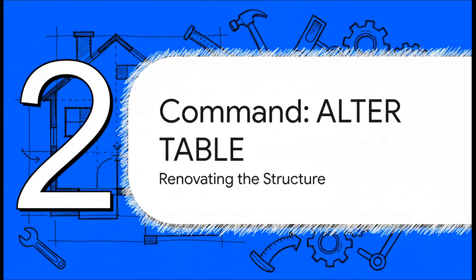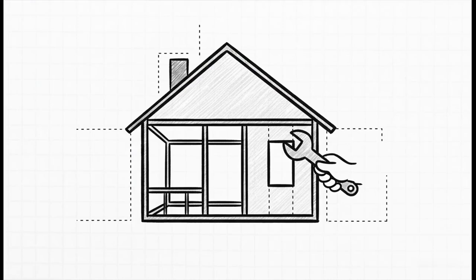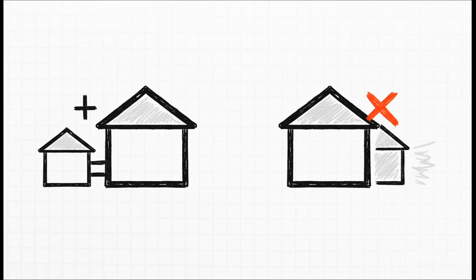So, fantastic. You've built your house, the blueprint is done. But life happens, doesn't it? Your needs change, maybe the family grows, and you suddenly need an extra bedroom. So what do you do? Well, in the world of databases, that's where our second command comes in. It's called alter table. You can think of it as your renovation toolkit. So the whole purpose of alter table is to let you change the structure of a table that already exists. This is really important. The house is already built, and now you're going back to the blueprint to make some changes, some modifications.